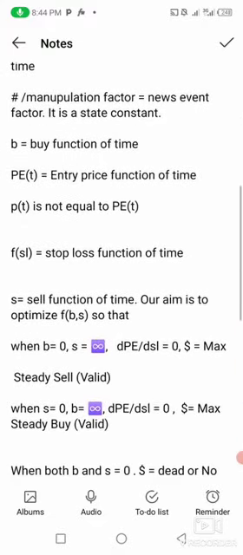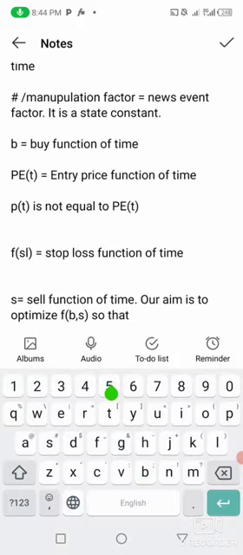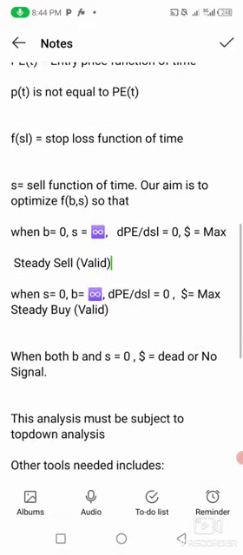Okay, now look at it. Look at the optimization issues here. Look at what happened. When the buy signal is 0, then the sell signal is going to be infinity. You are looking for those regions of the price action where the buy is 0, so that you can get an infinite sell. So at this stage, the PED/SL must be 0. Your entry price function, the rate of change of your entry price function with respect to the stop loss, is going to be 0.